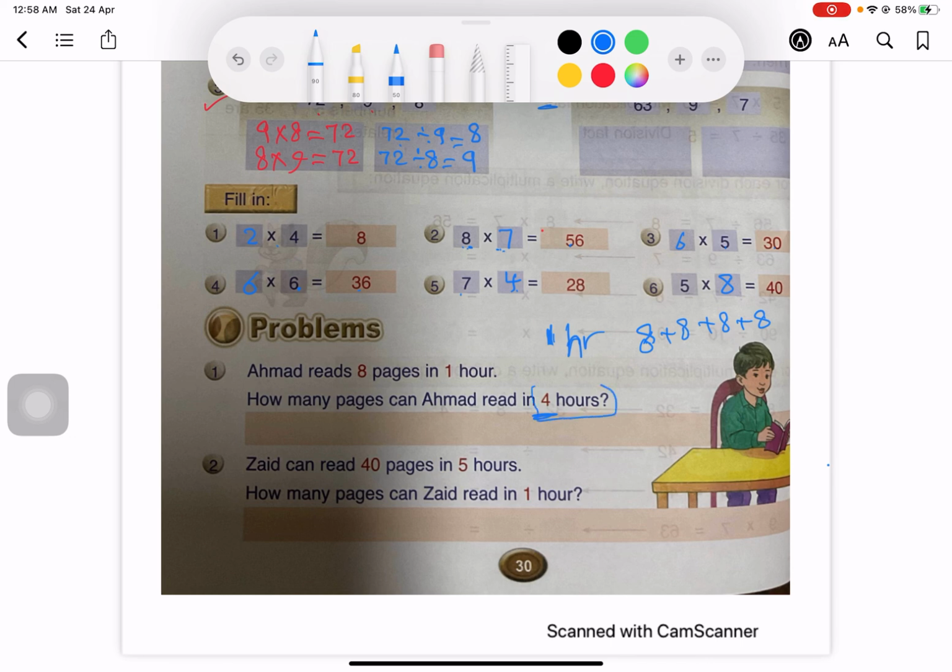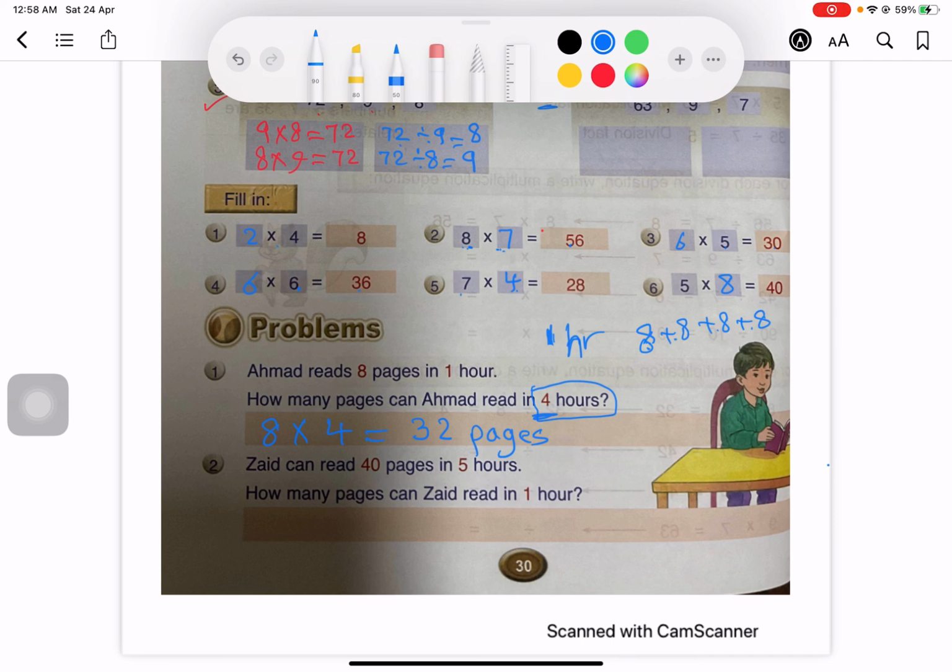Because it's 4 hours. So instead of saying 8 plus 8 plus 8 plus 8, what I will say, 8 times 4, and the answer will be 32, and my unit will be what? Pages. It's very important to label your answer, يعني not leave it 32. 32 what? It is 32 pages. Okay?